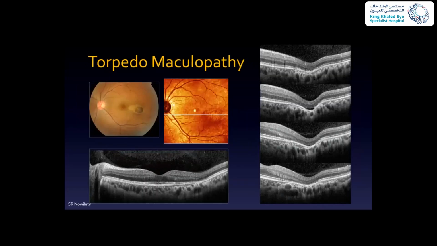And a torpedo maculopathy, which is a congenital abnormality of the retina, where there is excavation of the RPE and the choroid, okay, can look like this. This is our case. Here's a torpedo maculopathy. It looks like a torpedo, okay? It's usually temporal to the fovea, along the horizontal raphe, and it can be very subtle, such as this, okay, or the excavation can be much more obvious, all right?